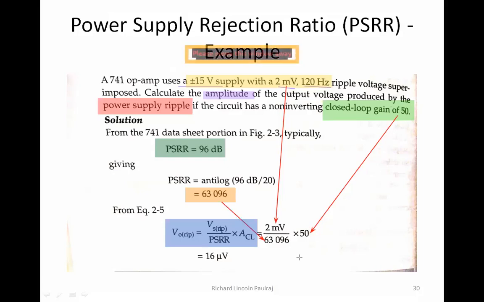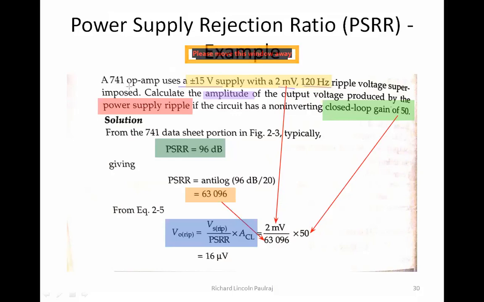How much are you getting? 15.84. Yeah, so we will approximate to 16, into 10 raised to 6. So that gives us micro. Fine. So again, we'll get back to the question.